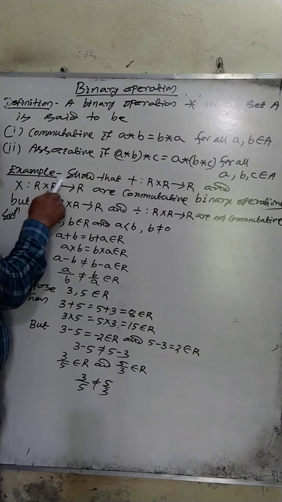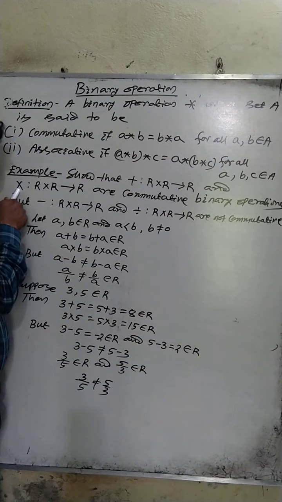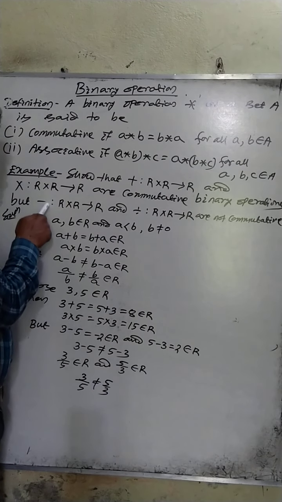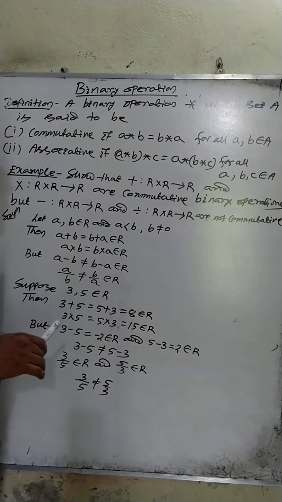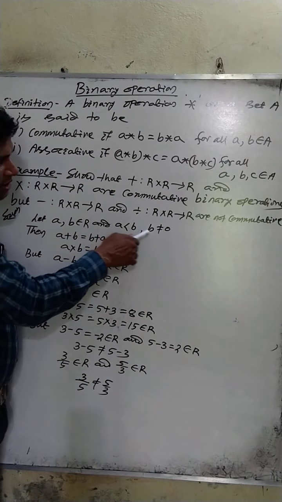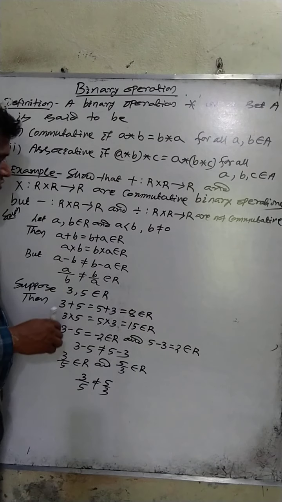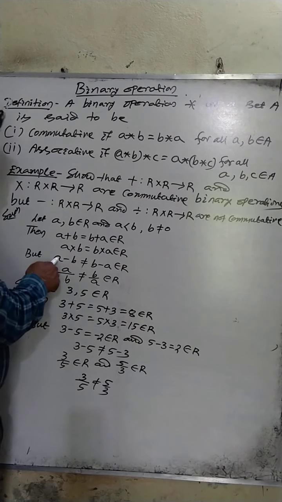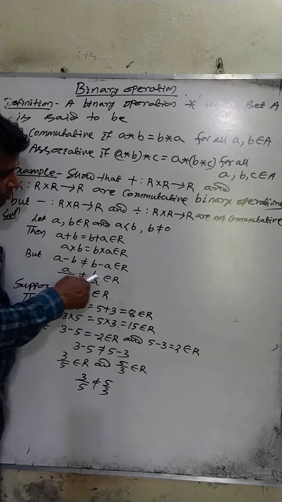Okay. Example: show that addition and multiplication on the set of real numbers are commutative binary operations, but subtraction and division on the set of real numbers are not commutative. Let A, B belong to R and A less than B, not equal to 0. Then A plus B is equal to B plus A belongs to R. A into B equal to B into A belongs to R. But A minus B not equal to B minus A. A by B not equal to B by A.